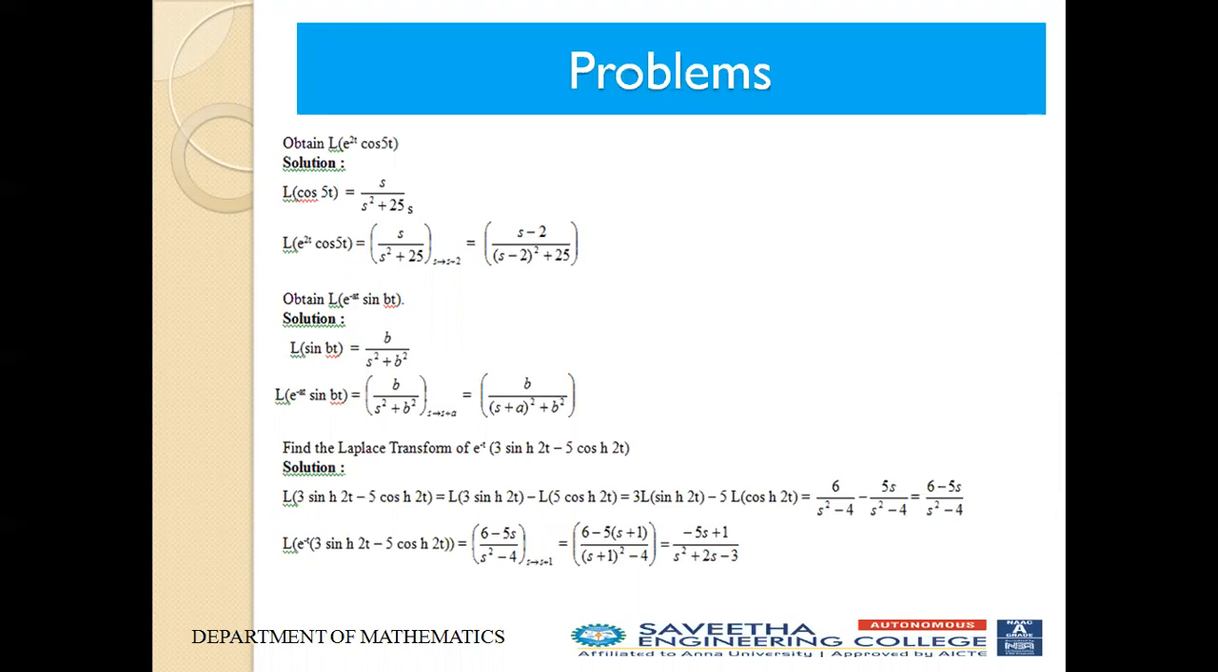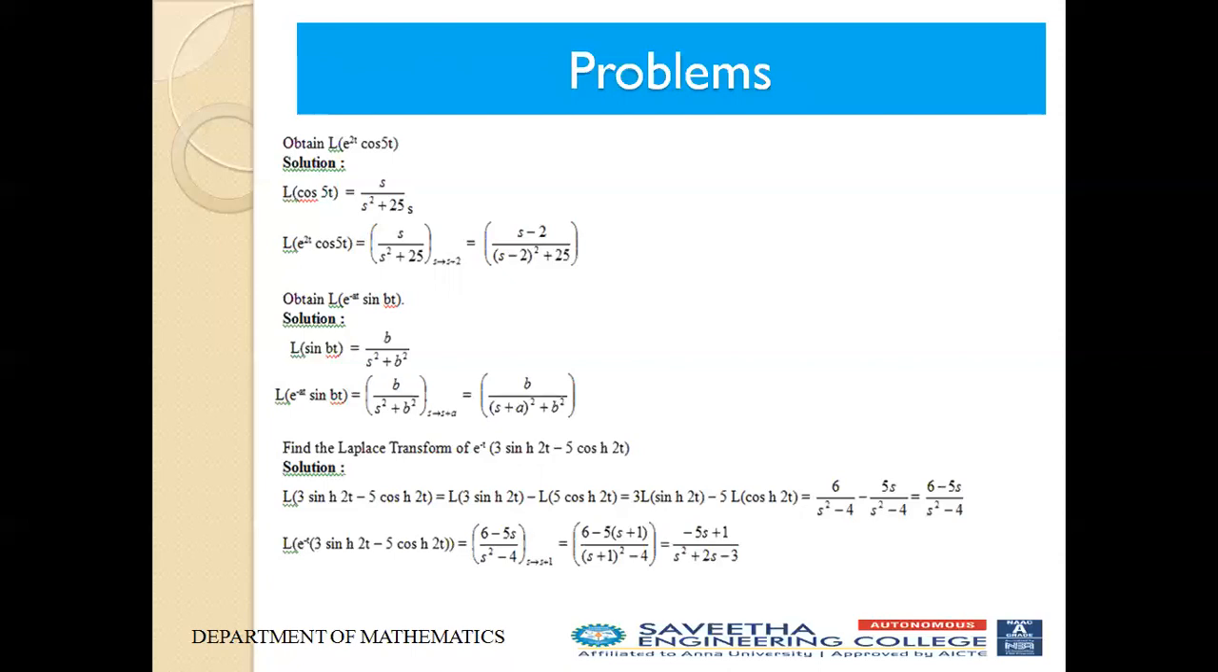And the next problem, find the Laplace transform of e power minus t into 3 sin h2t minus 5 cos h2t. First we are going to find the Laplace transform of 3 sin h2t minus 5 cos h2t, which is 3 into 2 divided by s square minus 4. It can be written as 6 divided by s square minus 4 minus 5 into s divided by s square minus 4. Now we are taking the LCM. We are getting 6 minus 5s divided by s square minus 4.